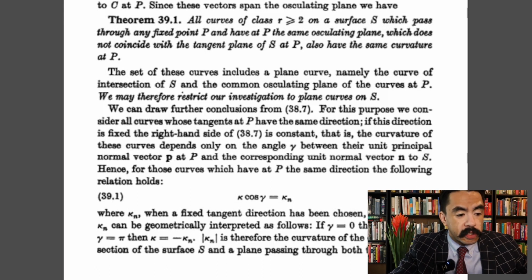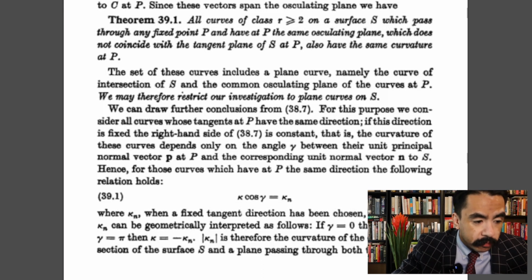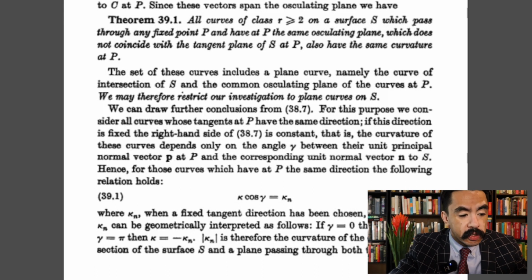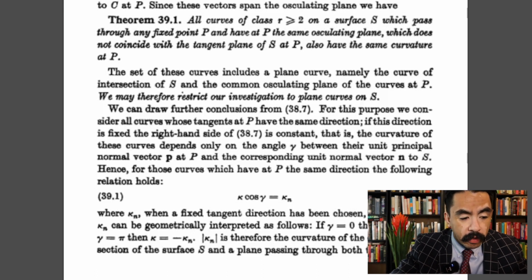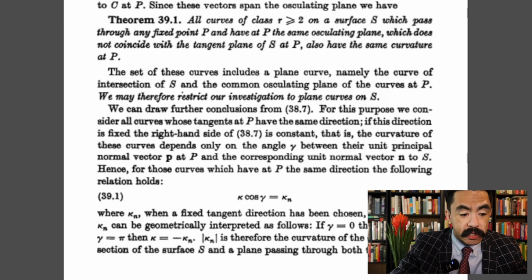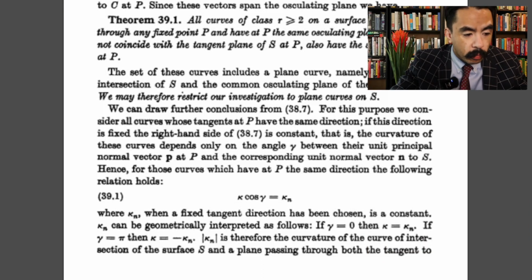For this purpose, we consider all curves whose tangents at the point capital P have the same direction. If this direction is fixed, the right-hand side of the relation is constant. That is, the curvature of these curves depends only on the angle gamma between their unit principal normal vector p at the point capital P and the corresponding unit normal vector n to capital S. Hence, for those curves which have at the point capital P the same direction, the following relation holds. Kappa times cosine of gamma is equal to kappa sub n, where kappa sub n, when a fixed tangent direction has been chosen, is a constant.